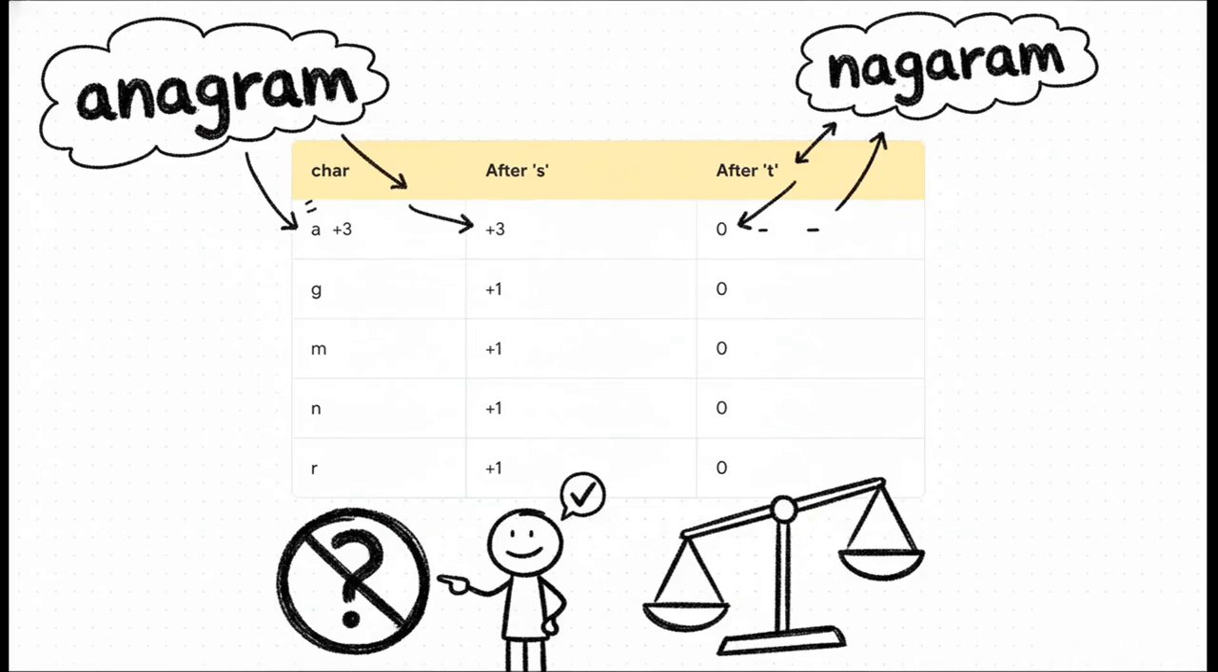Let's walk through it with anagram and nagaram. So, as we go through anagram, we increase the counts. The slot for A goes up to 3, N goes up to 1, and so on. Then, we go through nagaram and we start subtracting from those same slots. And what happens? Since they're perfect anagrams, every single count goes right back down to 0. If there were any numbers left over, we'd know instantly it wasn't a match.